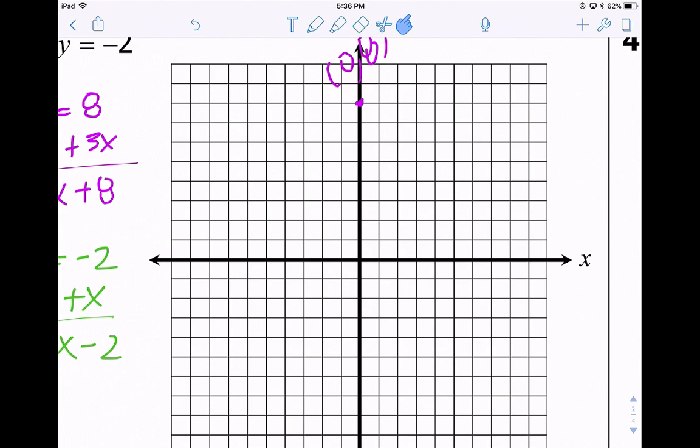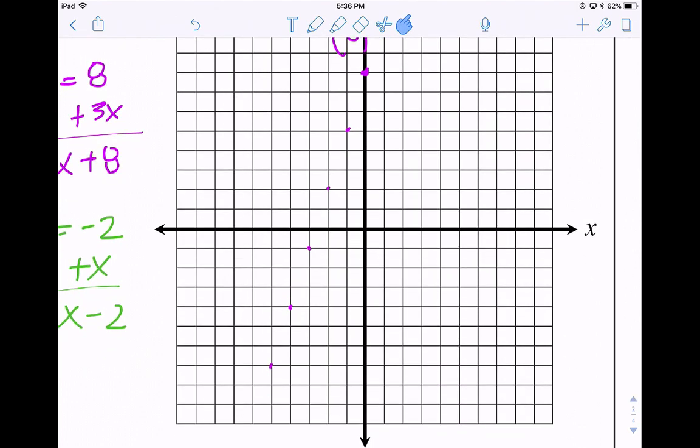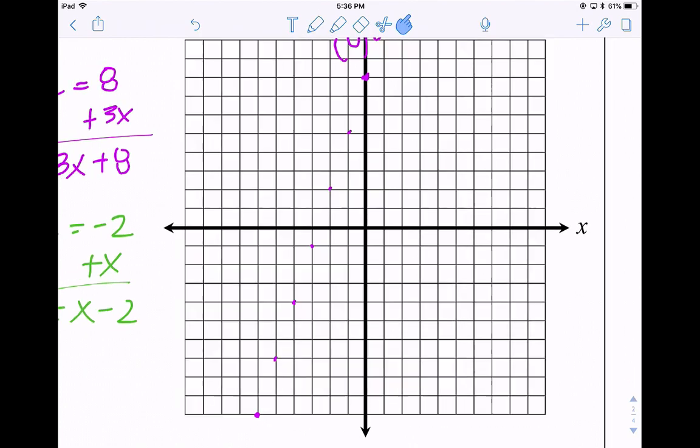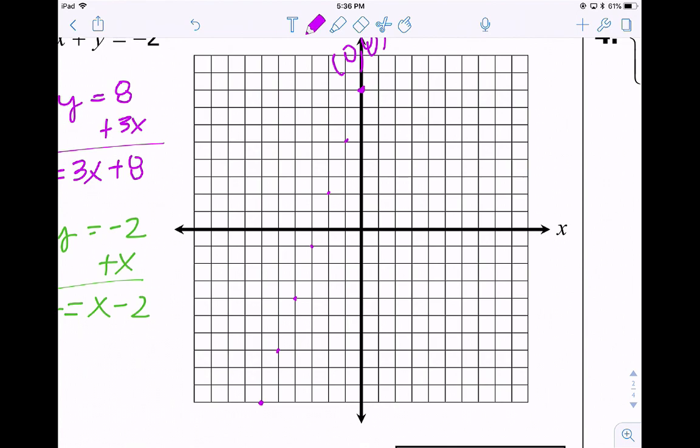Down 3, left 1. Down 1, 2, 3, left 1. Again, 1, 2, 3, left 1. 1, 2, 3, left 1. 1, 2, 3. Let me move my graph. Left 1. Okay, so I'm going to draw that line.